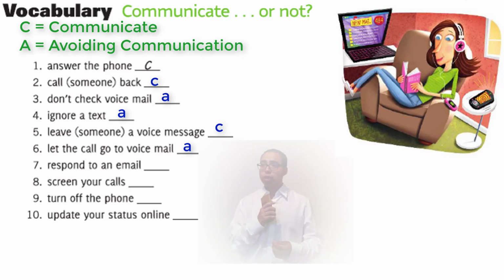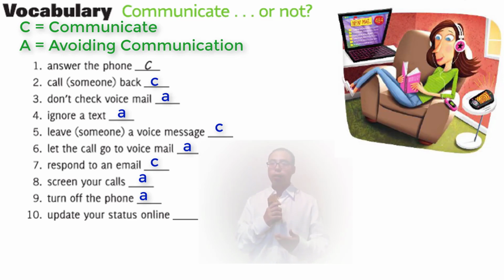Number 7, respond to an email. If you're responding, then you are communicating. So we put C. Number 8, screen your calls. Okay? Here you are avoiding communication by screening your calls. So that would be A. Number 9, turn off the phone. That would be another way of avoiding communication.